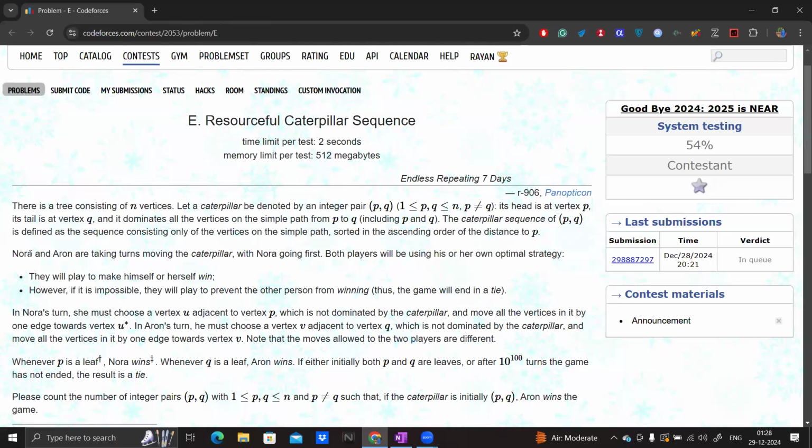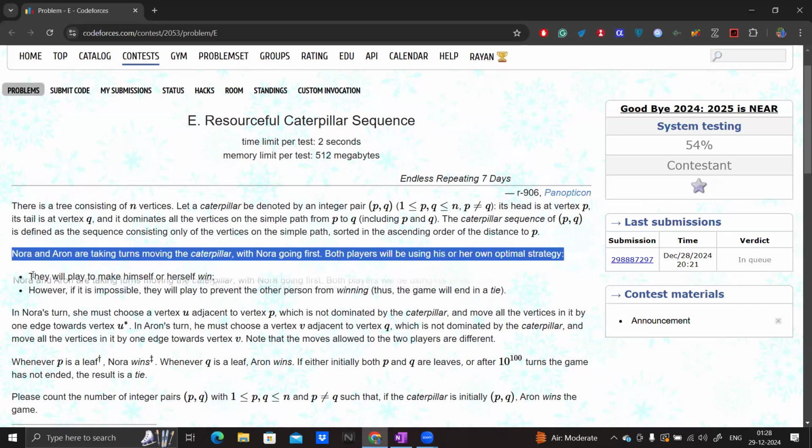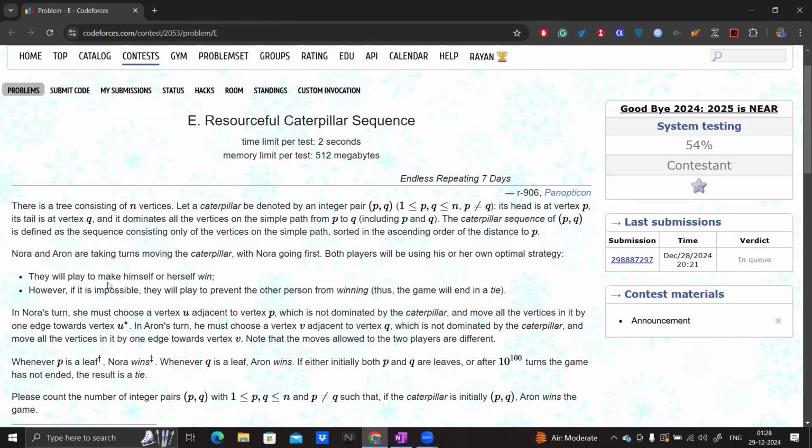Now Nora and Aaron are taking turns moving the caterpillar, with Nora going first. Both players will be using their optimal strategy. Like, it is a game. They will play to make themselves win. However, if it is impossible, they will play to prevent the other person from winning. Like basically, if winning is not possible, then they will try for a tie.